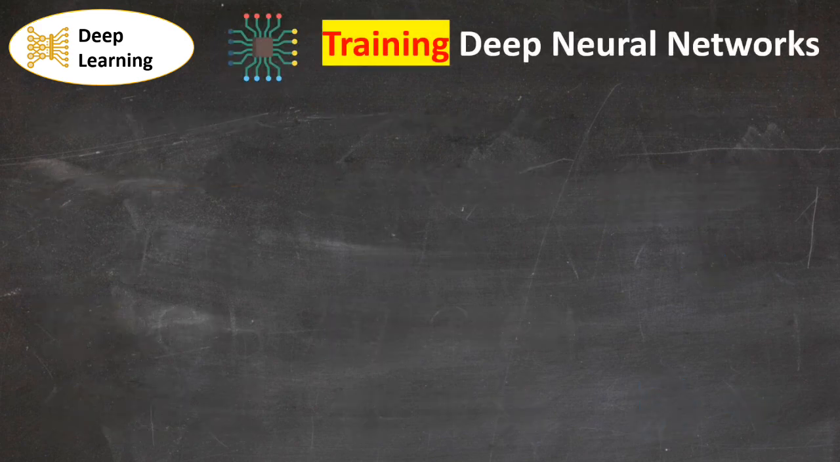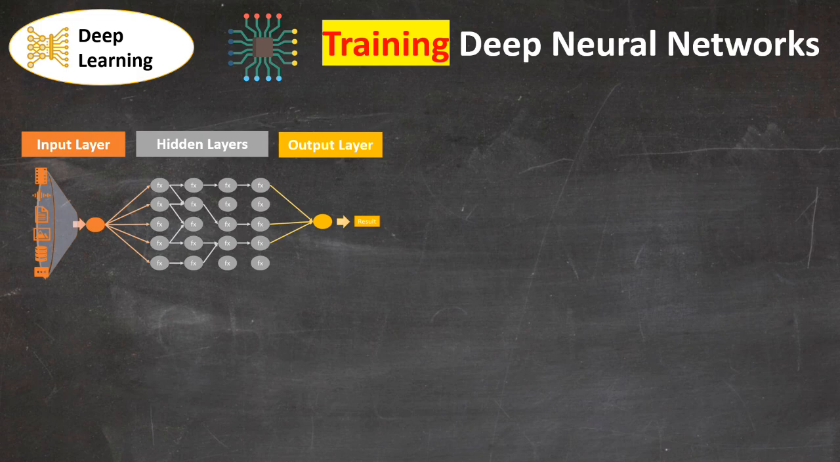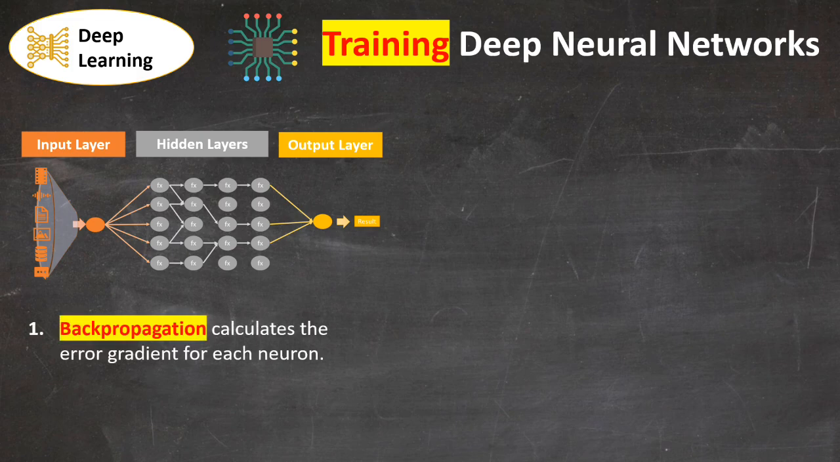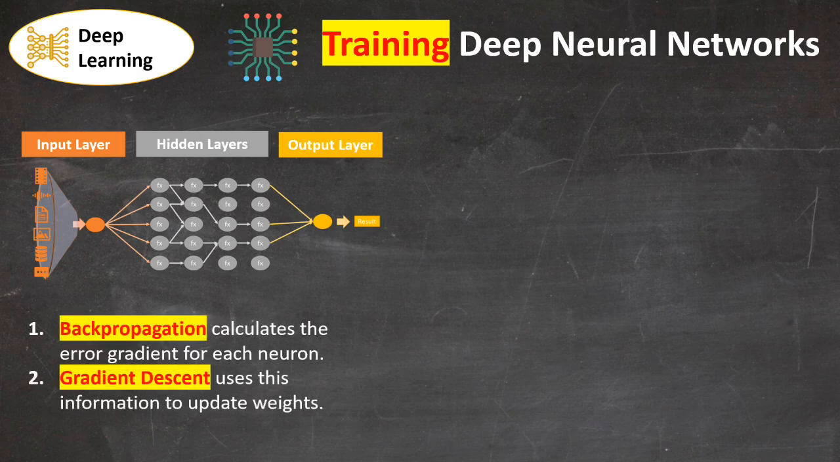Training deep neural networks is a complex process that relies on three key elements. First, backpropagation and gradient descent. These algorithms work together to adjust the network's weights. Backpropagation calculates the error gradient for each neuron, while gradient descent uses this information to update weights, minimizing prediction errors over time.